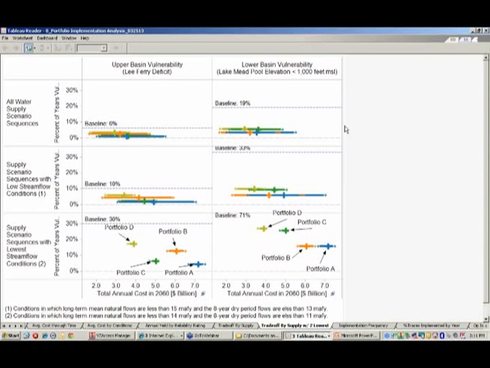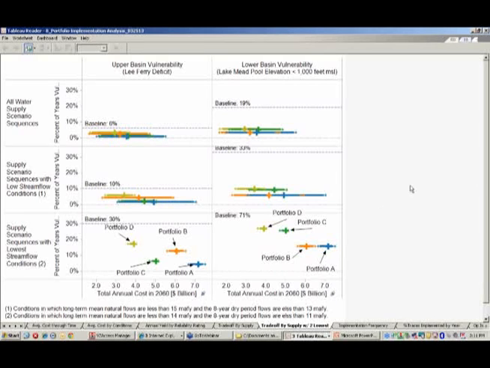However, as we move into the middle row, which is supply scenarios with low stream flow conditions, effectively below the 50th percentile, we do start to see some separation. And then when we get to the lowest stream flow conditions, meaning this bottom row, which I believe is about the 20th percentile and below in terms of their stream flow, we really start to see separation here.